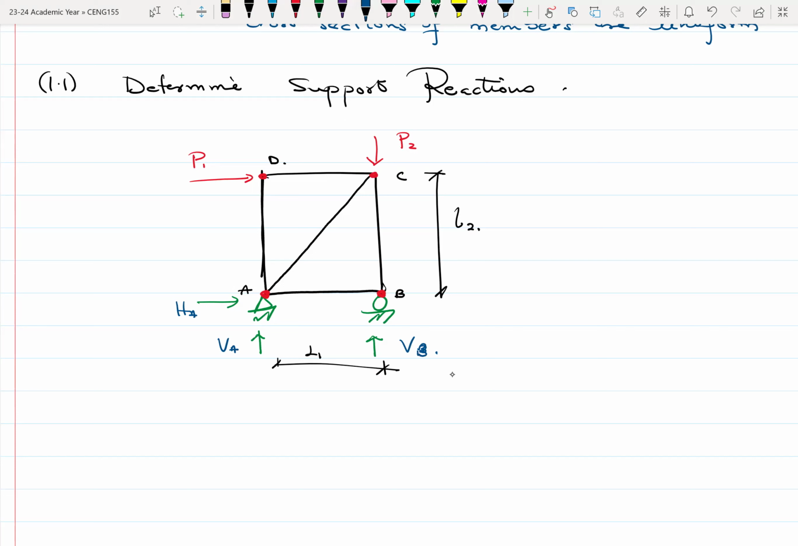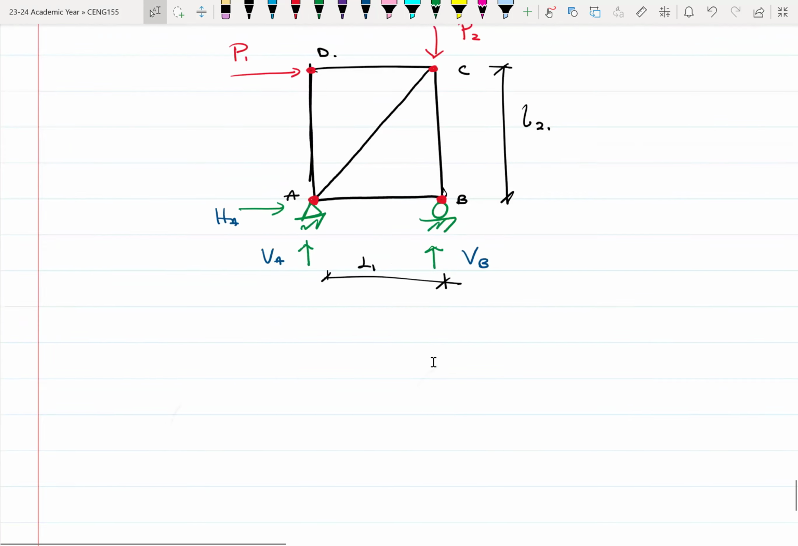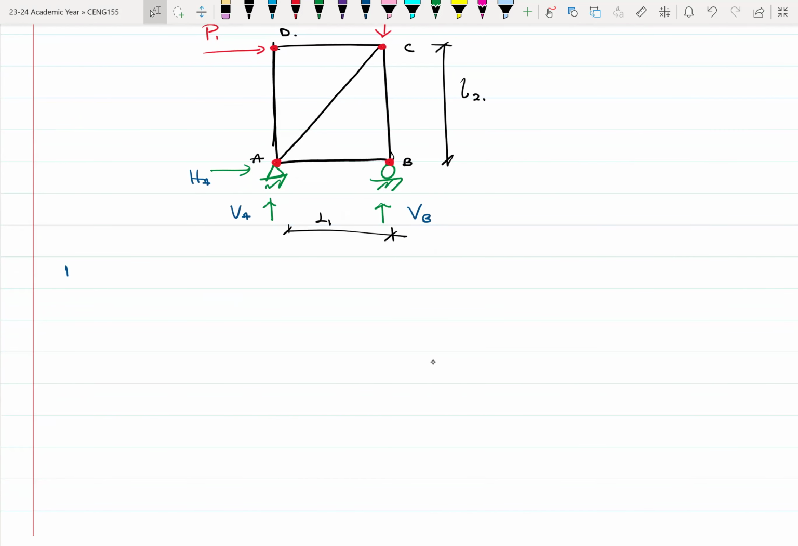This is where your good understanding of moments and directions comes into play when you are dealing with trusses. I'm doing everything with a free-body diagram, showing you where the reactions are going to be. So when you are finding the external reactions, we need the three equilibrium equations.